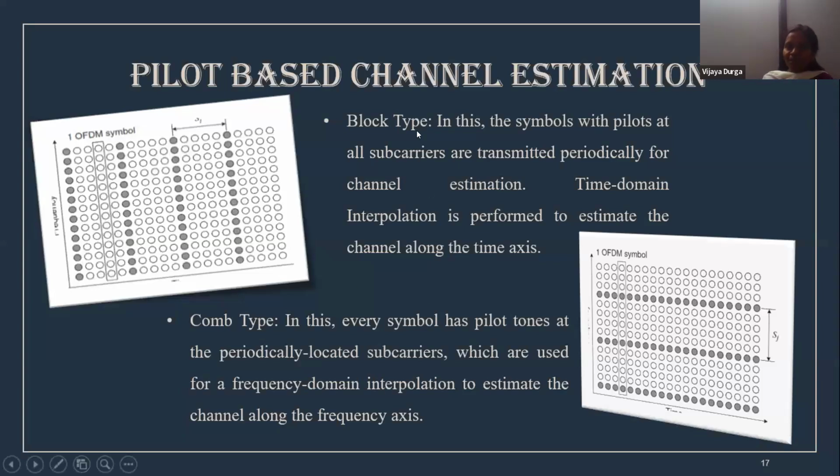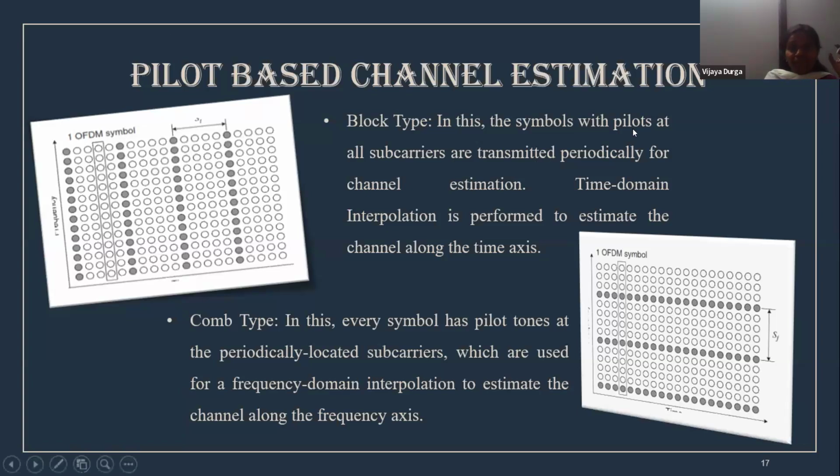What is meant by block type? As the name implies, block by block. So this is one block, this is another block, this is another block, like that. This is block type. Here, this column represents the waveform symbol, and the rows represent the subcarriers, the number of subcarriers. So if you take this one, these are called the subcarriers. Each row corresponds to a subcarrier, and each column corresponds to a waveform symbol.